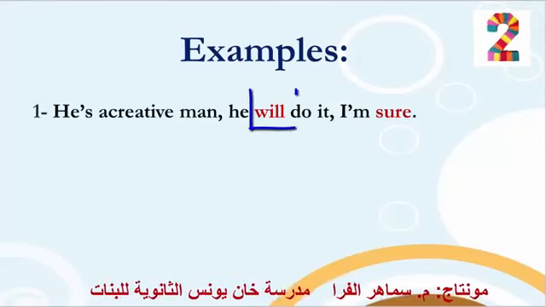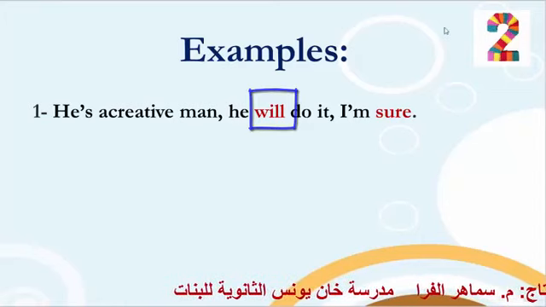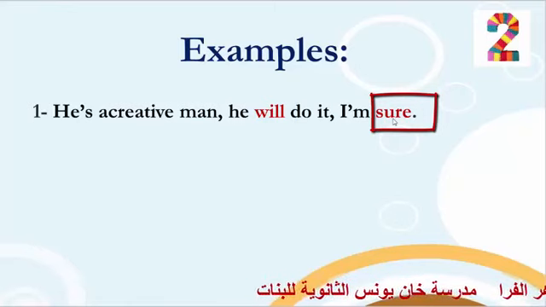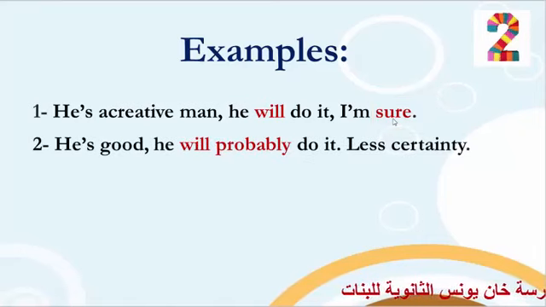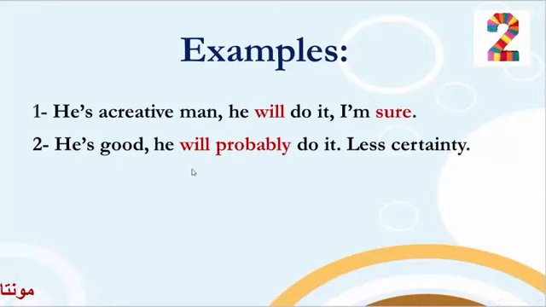Number 1, he is a creative man. He will do it. I'm sure. Notice here the keyword sure. I'm sure because he's very creative and so he will do it. Certainty. Number 2, he's good. He will probably do it. We make here less certainty by adding probably after the modal verb will. And it is also correct to use probably before will. We can say he's good, he probably will. The two are right: will probably or probably will.